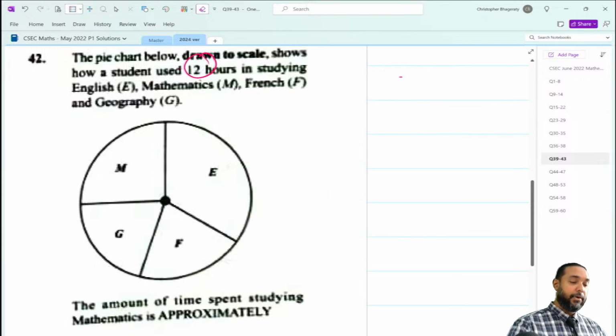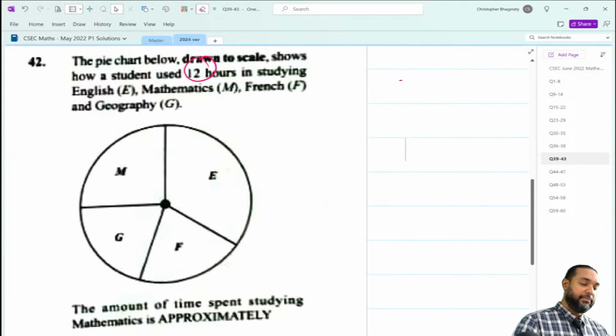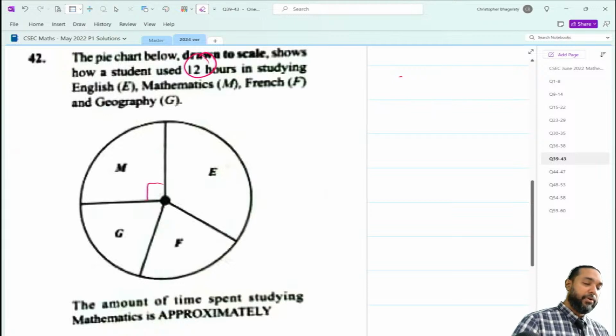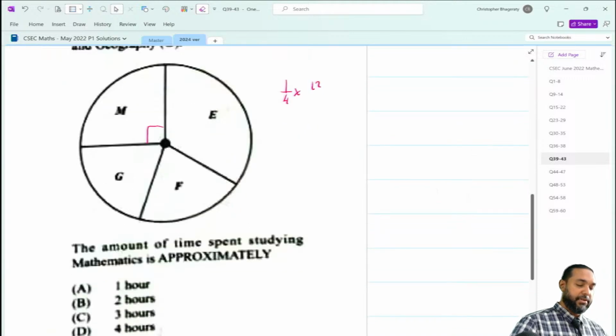Right, cool. So 12 hours, right? The amount of time spent studying mathematics approximately is, so what angle does math look like? 90, which is a quarter of the whole, right? And a quarter of 12 is 3 hours, that's correct.